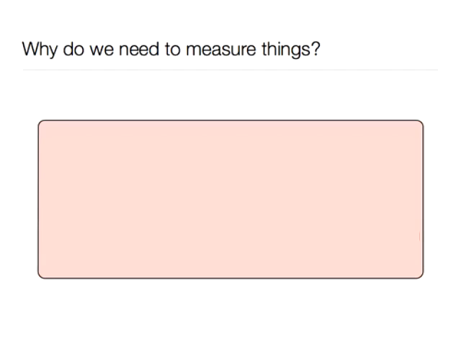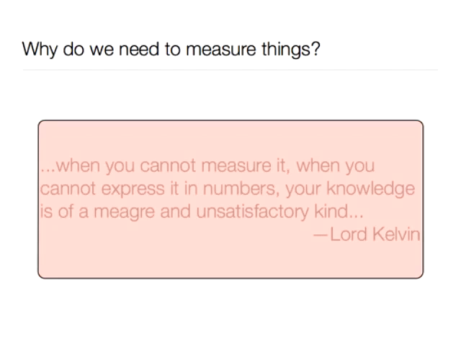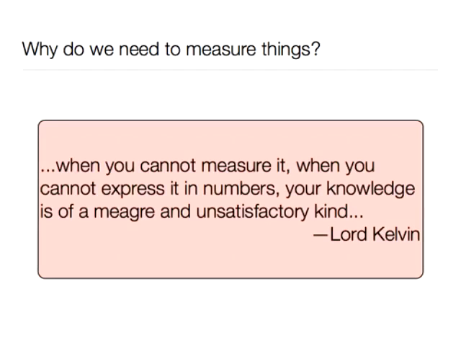Now, why do we need to measure things? Lord Kelvin in the late 1800s put it this way. He said, when you cannot measure it, when you cannot express it in numbers, your knowledge is of a meager and unsatisfactory kind. And that's led to this widely popular saying, you can't manage what you don't measure.